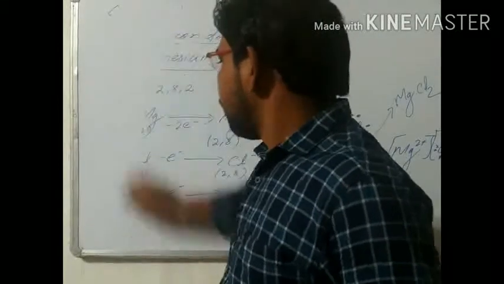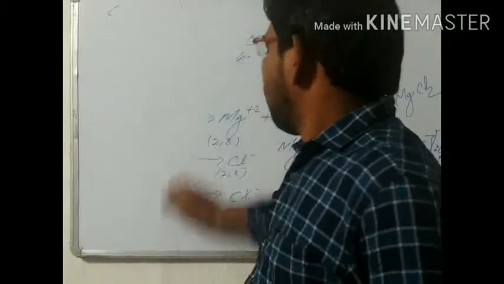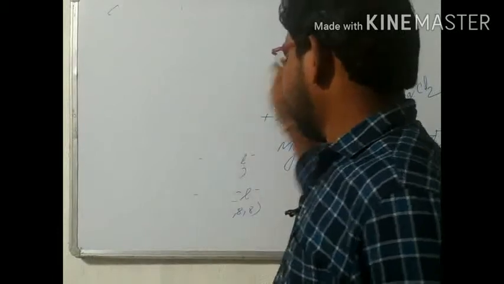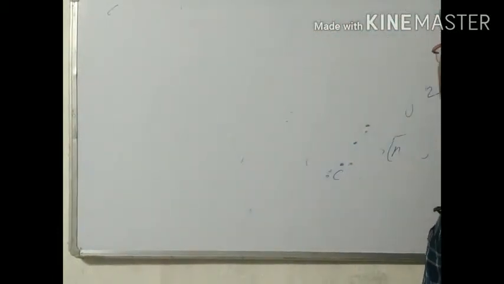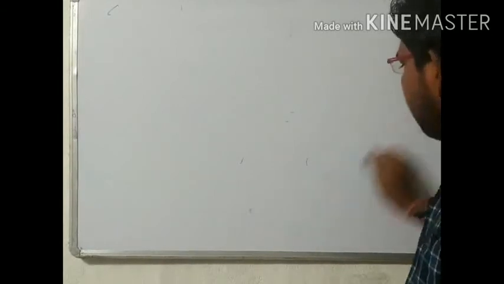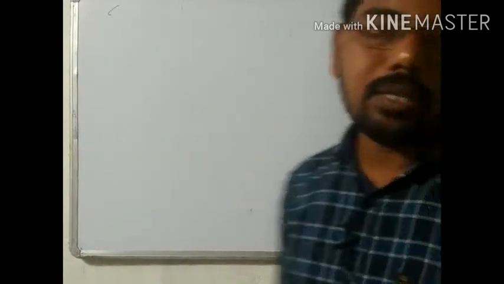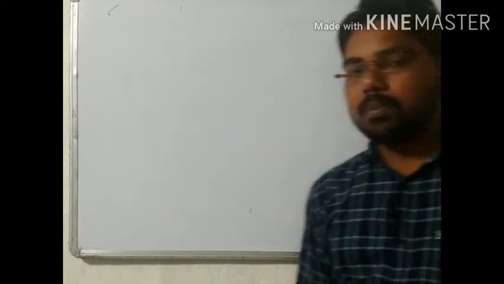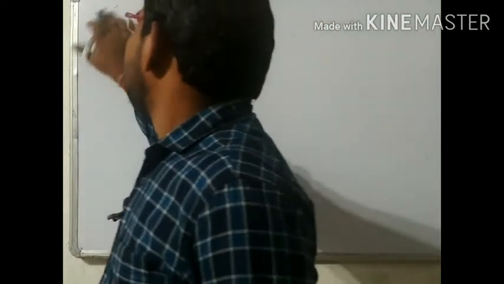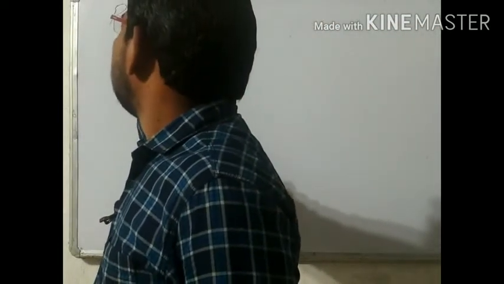This electron dot structure is most important because many times it comes in annual exams or board exams. Electron dot structure of sodium chloride and magnesium chloride. Similarly, many examples are there. We have to practice this one. And the next topic is the properties of ionic compounds. It's the most important topic.